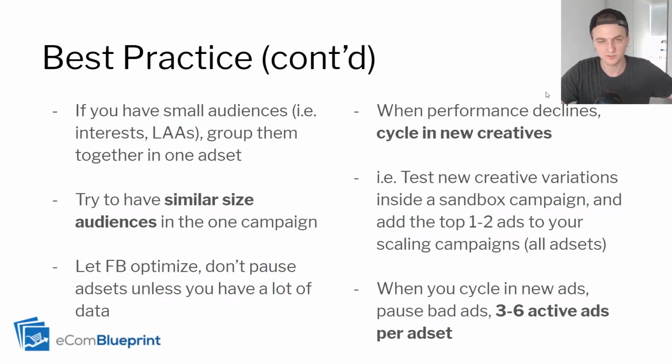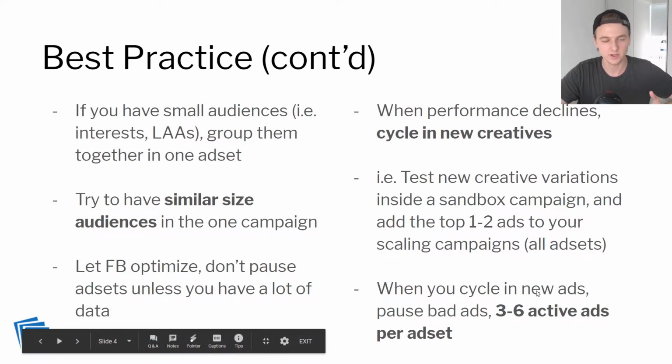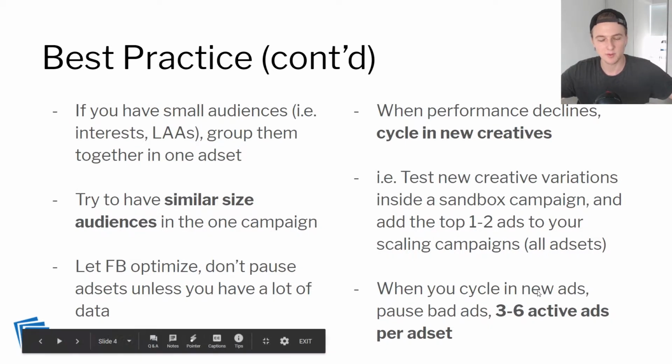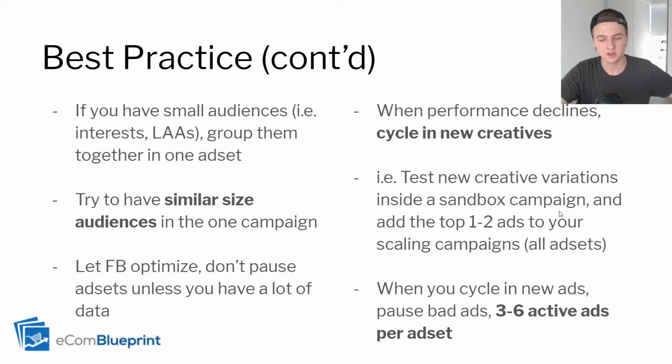When the performance declines for your scaling campaigns, the best thing to do in my experience is cycle in new creatives. So for example, you could test new creative variations, similar to your current best creative, right? You could take your best creative, test like 5 new scroll stoppers or 5 new ad copies, take the top 1 to 2 ads out of that sandbox campaign test, add that to all of your ad sets inside of the scaling campaigns. This will reset the learning phase for your scaling campaigns, and maybe the new ad will do well, and so it gives your campaign a fresh start to do better. And so this is what I do when my performance starts to really decline.